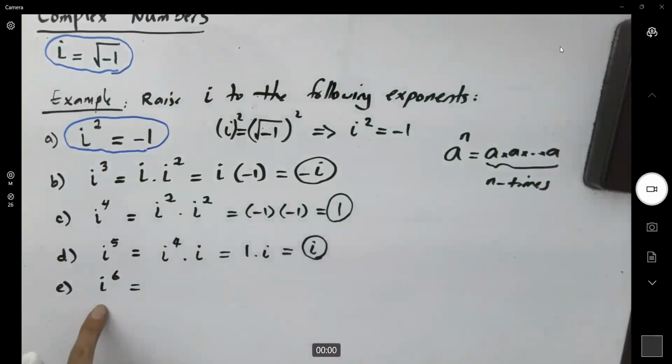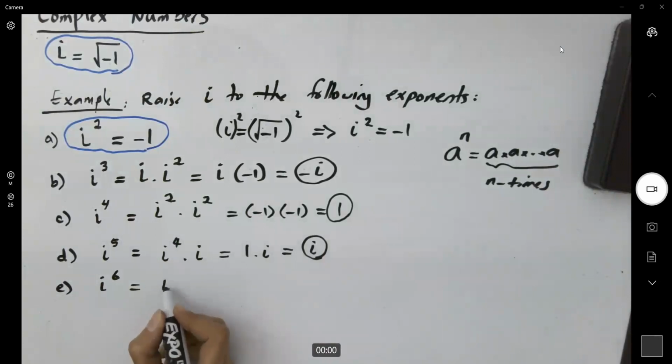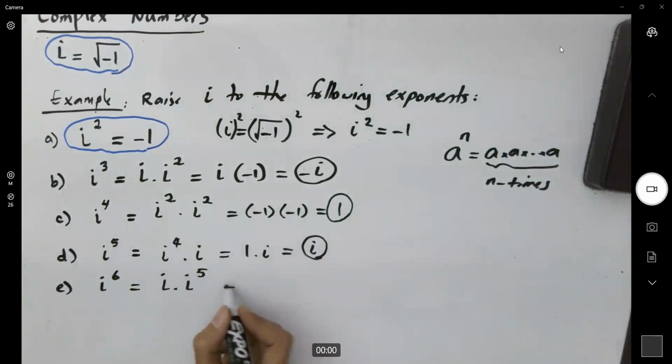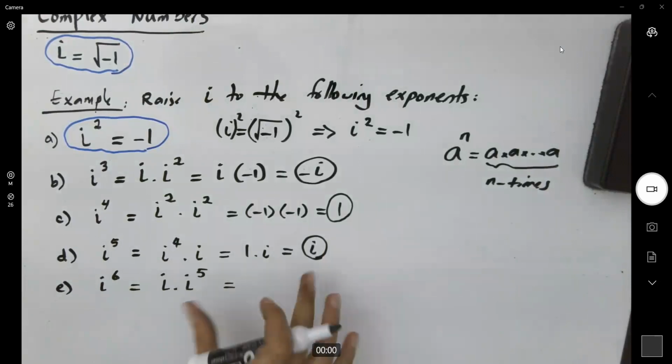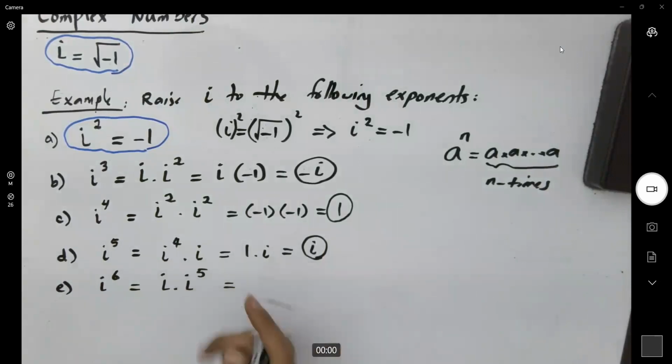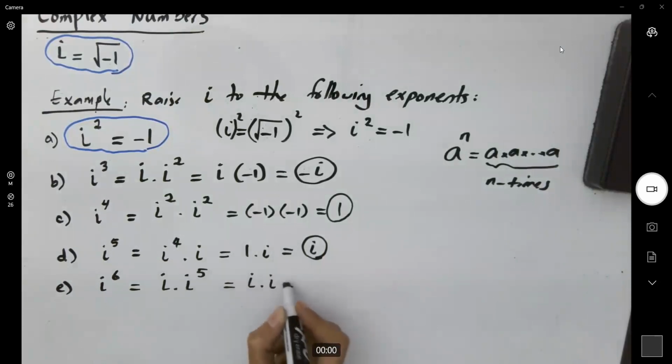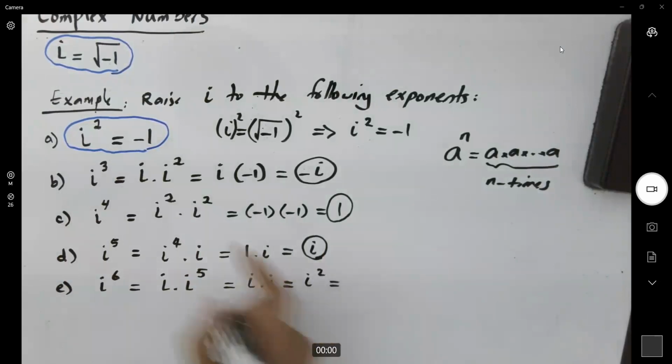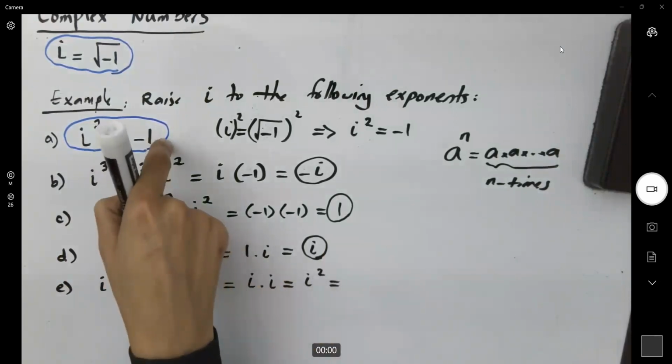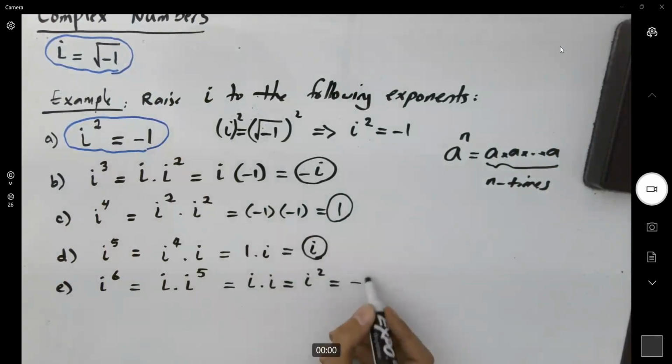What about i to the 6th? i to the 6th can be written as i times i to the 5th. i to the 5th, we just learned, is just i. So you need i times i, or i squared, which is going back to the loop, negative 1.